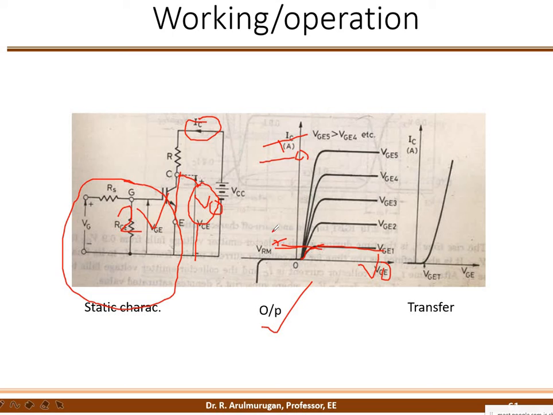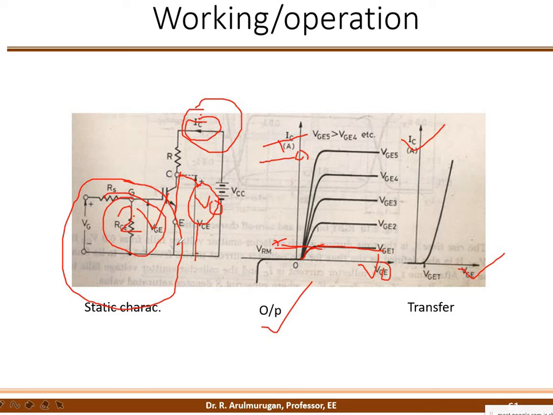The next one is the transfer characteristics. What are the transfer characteristics? Input voltage and output current. The output current is denoted IC, and the input voltage is denoted VGE.